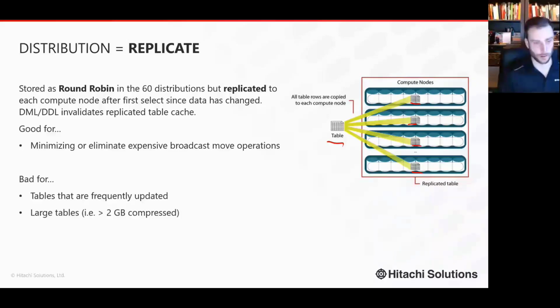So good to be aware of. Also, large tables. General guidance is going to be 2 GB compressed. But if it is a very infrequently updated table, you could get away with replicating an even larger table. You really just need to consider the mix of how frequently it is updated and how big the table is. Also bad for tables that are really hash distribution candidates. Hash distribution, if it is an option, is always going to provide better performance than replicate.